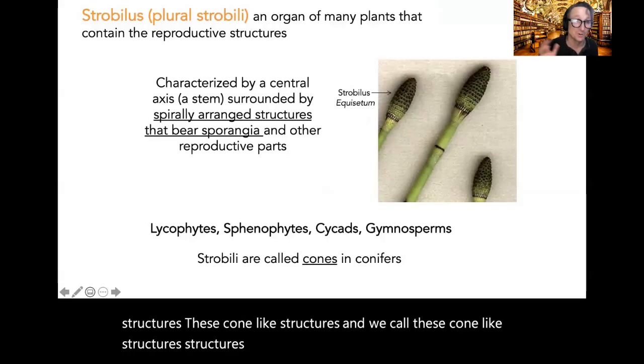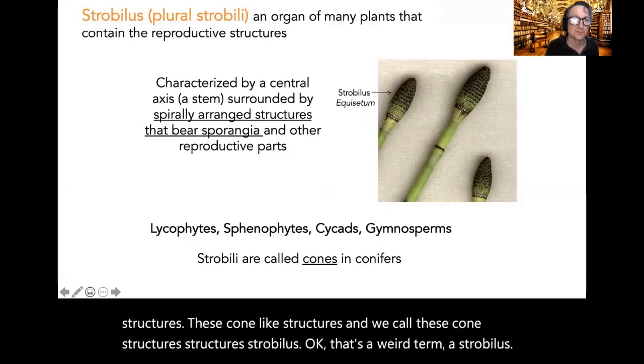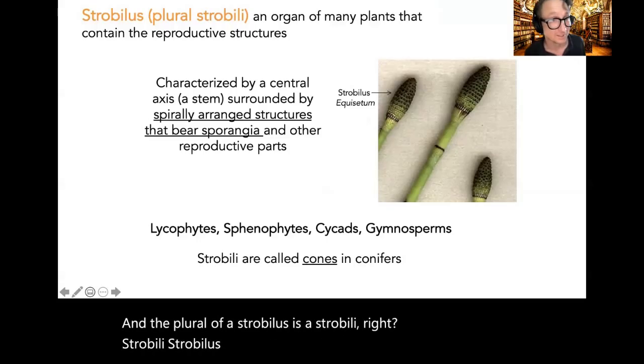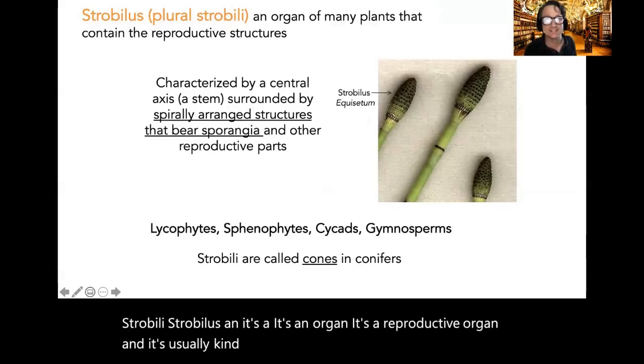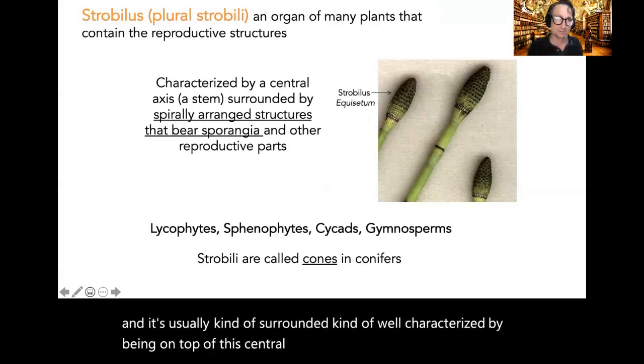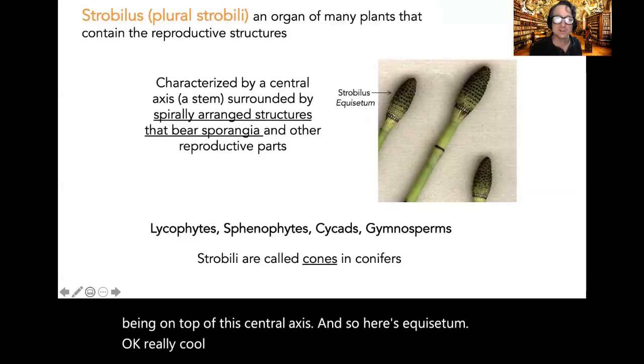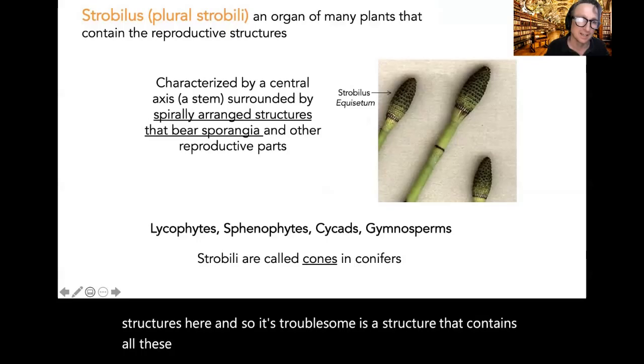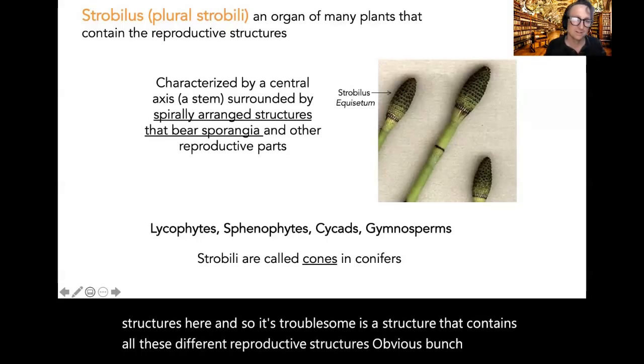That's a weird term, a strobolus. And the plural of a strobolus is a strobili. It's a reproductive organ, usually characterized by being on top of a central axis. And here's equisetum, a really cool gymnosperm, and you have these spirally arranged structures here. A strobolus is a structure that contains all these different reproductive structures, ovules, a bunch of different ovules.